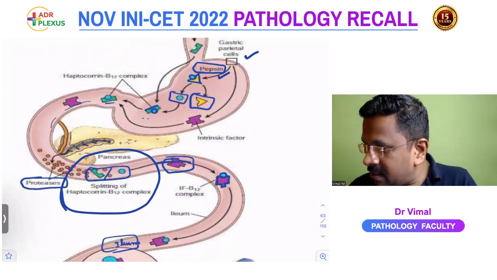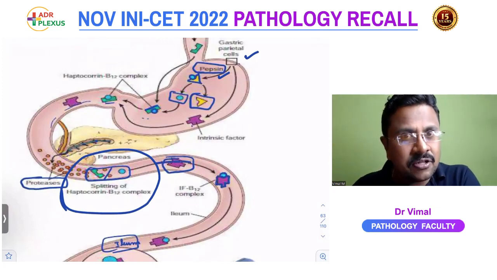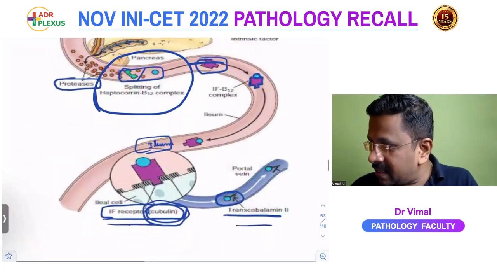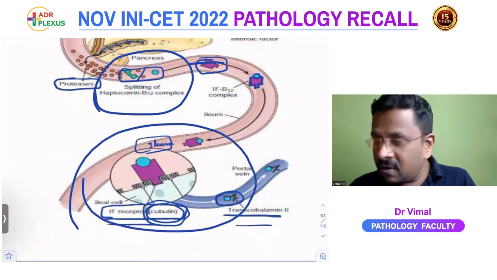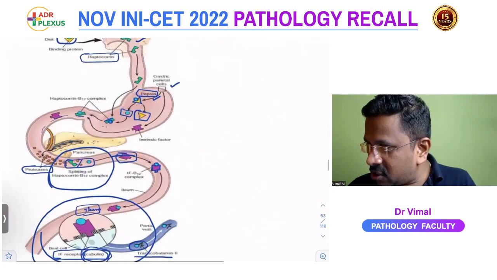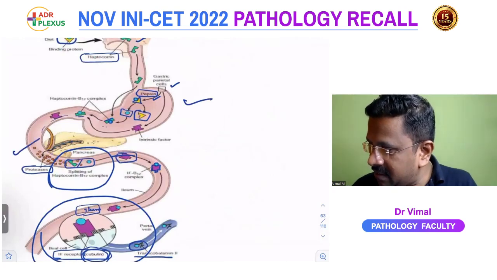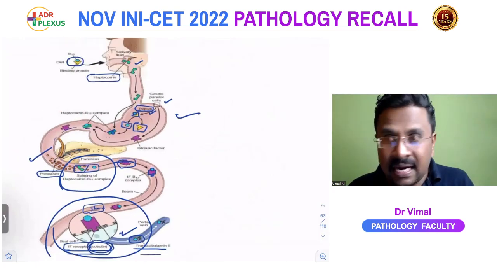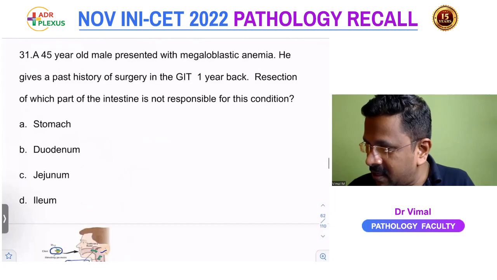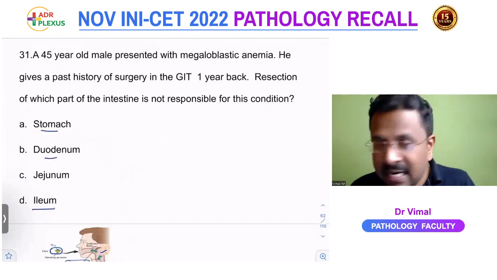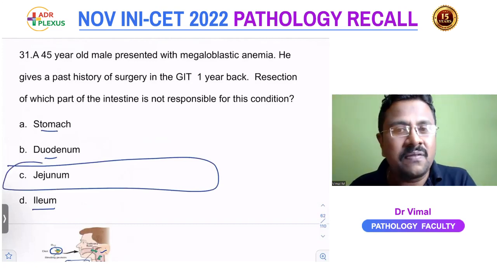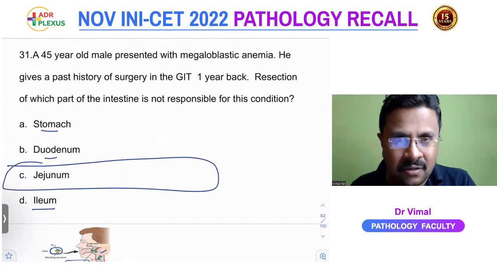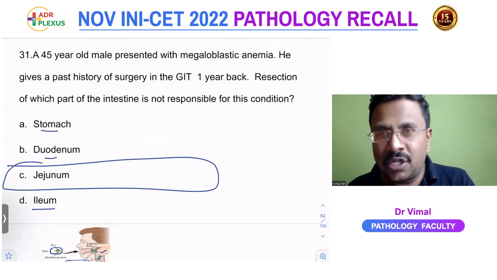So the vitamin B12 just passes through this intestine in combination with the intrinsic factor, and this vitamin B12 is absorbed in the ileum, if you can see from this picture. Yes, so what are all the organs involved here? Here the stomach is involved, the duodenum is involved, and the ileum is involved, and the jejunum is not involved here. So the section of jejunum will not be responsible for this condition. Okay, so the answer here is the jejunum.